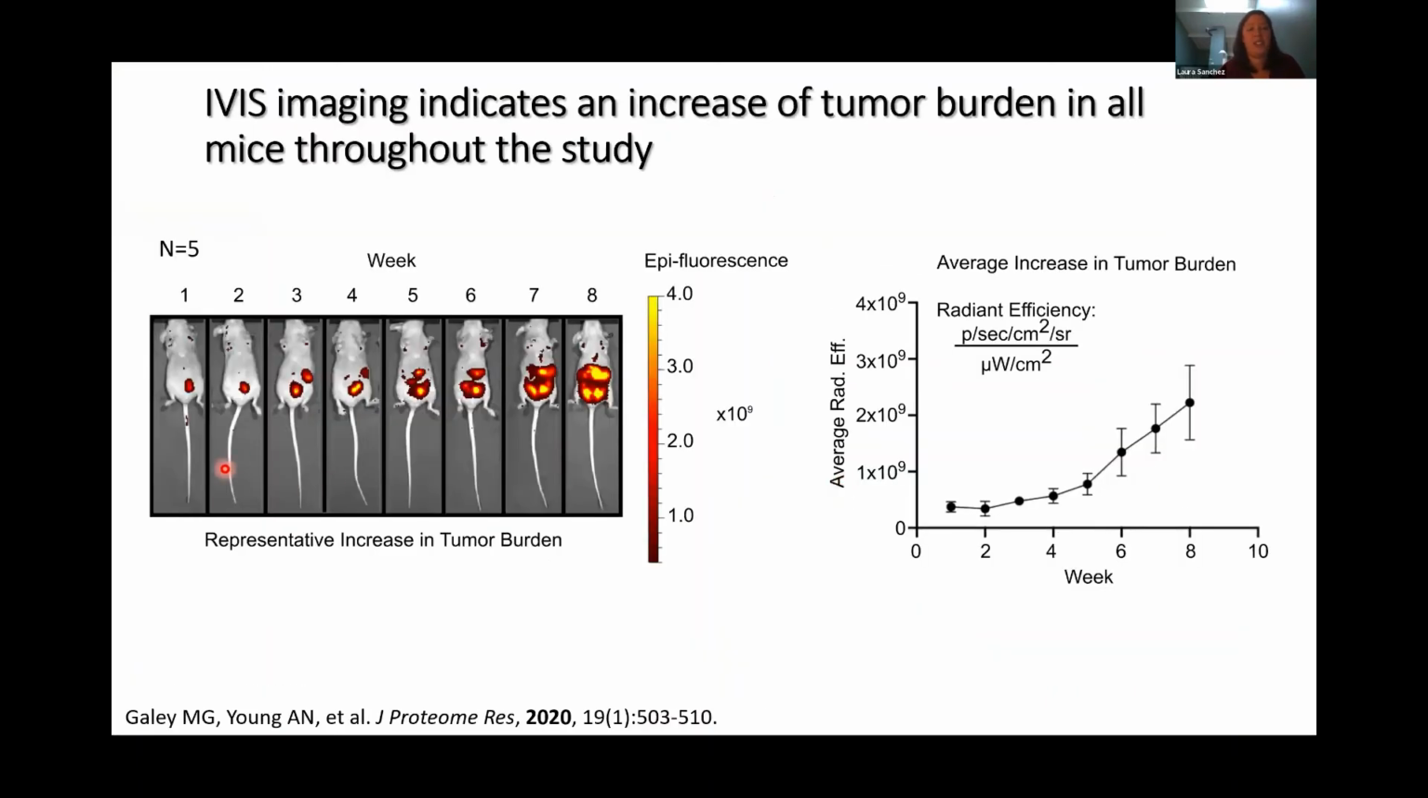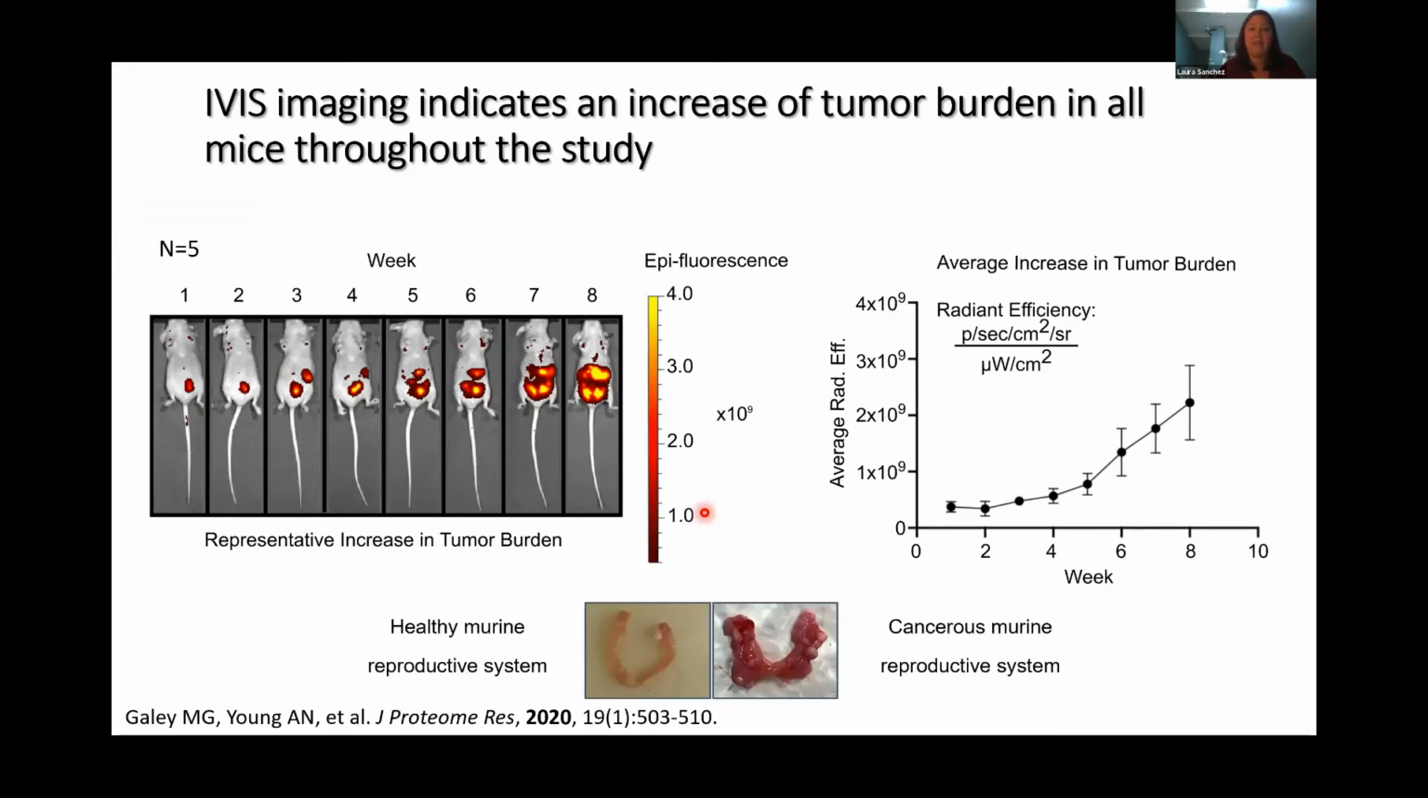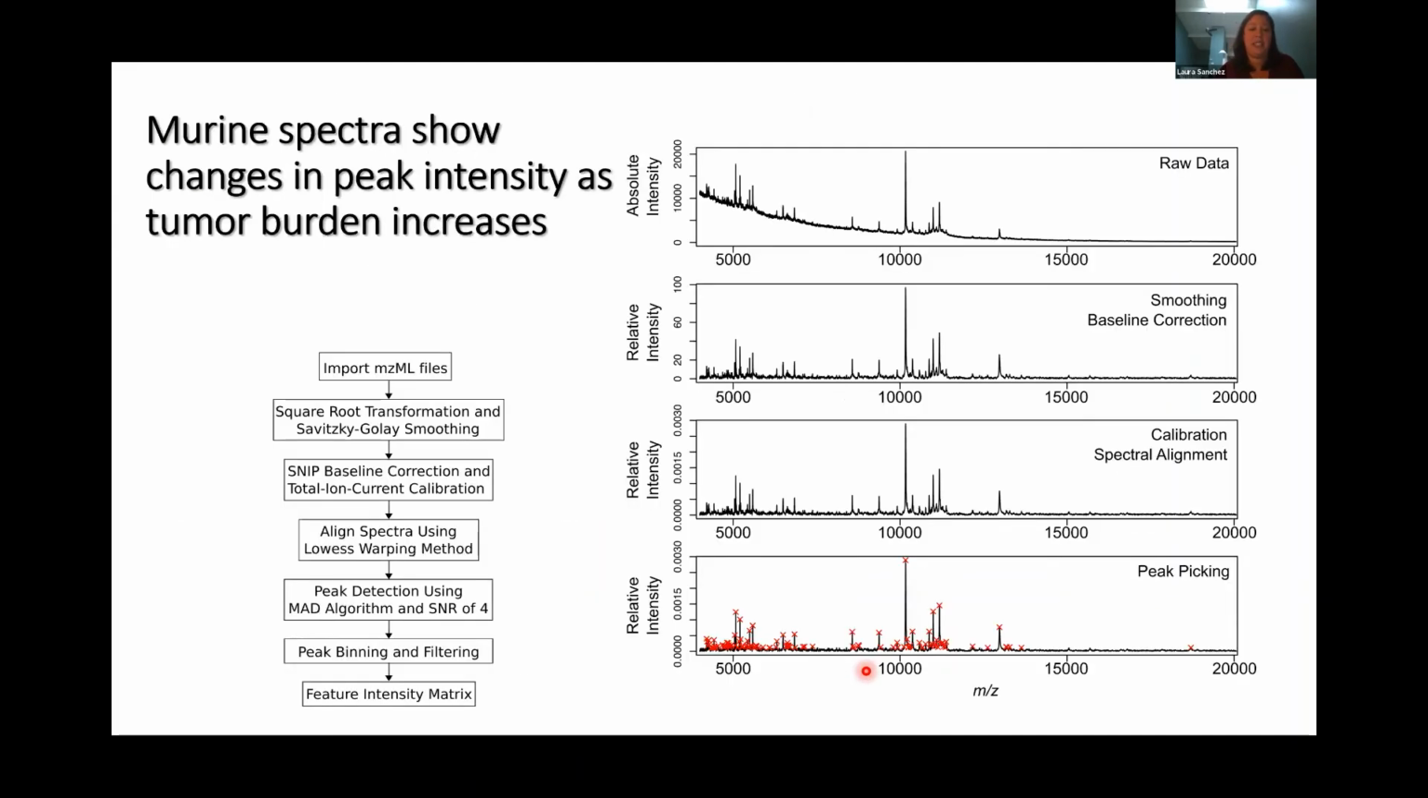Here, this is just one mouse as an example, but tumors did indeed increase over time across all 5 mice. So the study was working. And when we humanely ended the study, they did have cancer on their reproductive system. To trivialize a large amount of work from the student, we have 5 mice, 8 weeks, and we took 24 technical replicates for each lavage. So you might imagine that's a lot of data points.